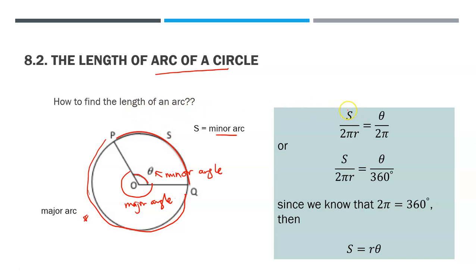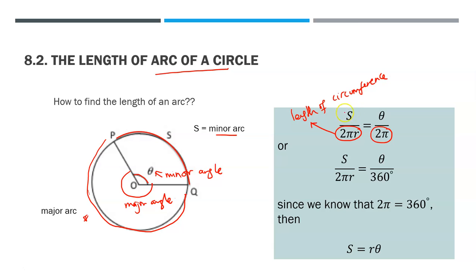So how do we find the length of arc? We do the ratio formula. Let's say we want to find this S. So S over 2 pi r. What is 2 pi r? 2 pi r is the length of the circumference, right? So what is the angle for S? S is theta. So theta over 2 pi. 2 pi is the total angle for a circle.